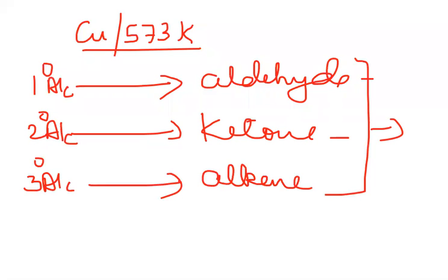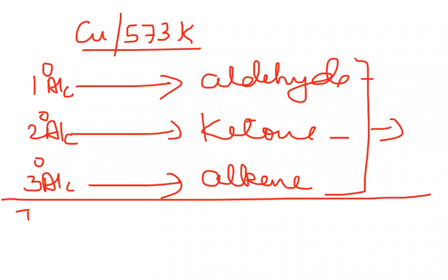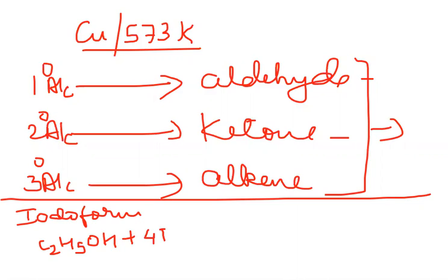Ethyl alcohol can be distinguished from the other alcohols by the iodoform test. What is this iodoform test all about? If you take C2H5OH, in the lab also you have done this. You will do this if you get to see the lab again. So this is 6NaOH.